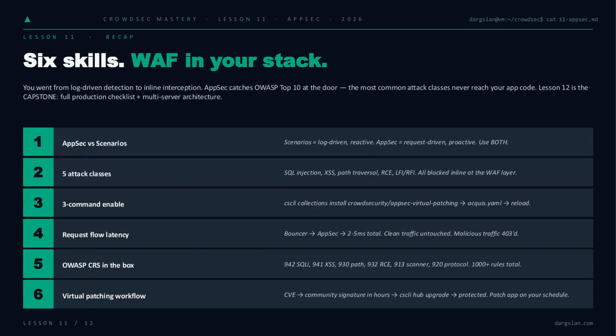Step back and look at what you've built. 6 skills. You understand why AppSec and scenarios complement each other: reactive log analysis plus proactive request interception. You can name the 5 attack classes blocked inline, enable the WAF in 3 commands, explain the 2 to 5 millisecond latency budget, lean on the OWASP Core Ruleset's 1,000+ signatures, and ride the virtual patching workflow when the next CVE drops. Lesson 12 is the capstone, full production checklist and multi-server architecture.